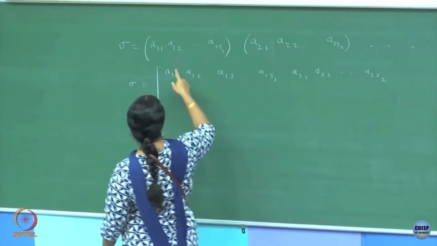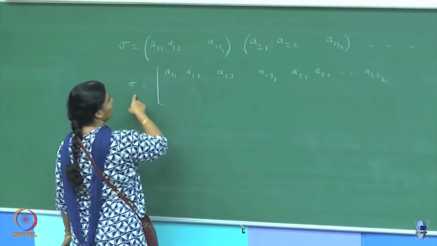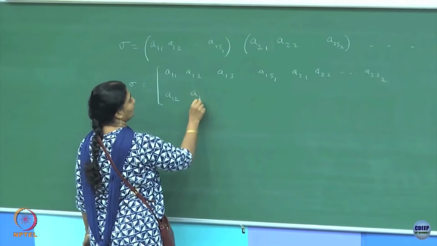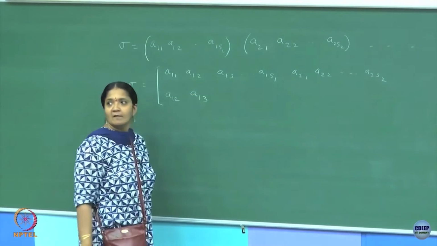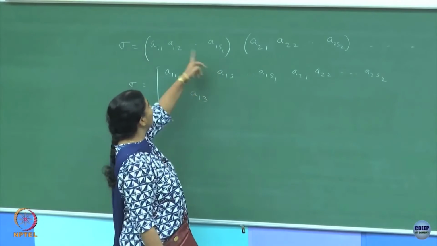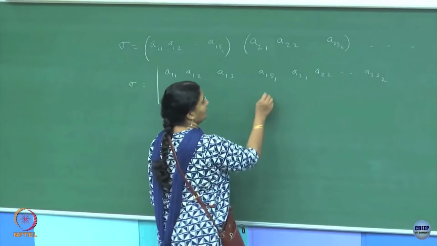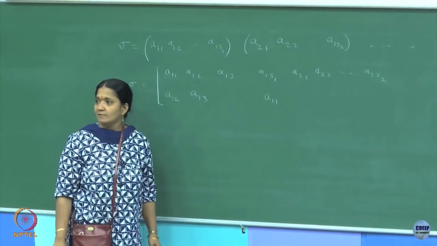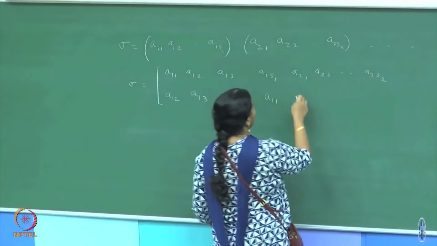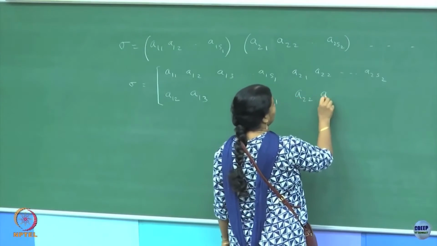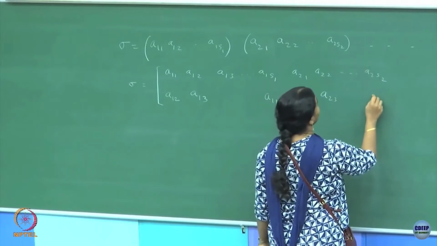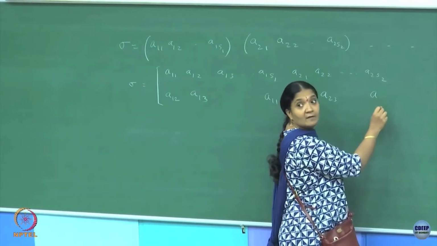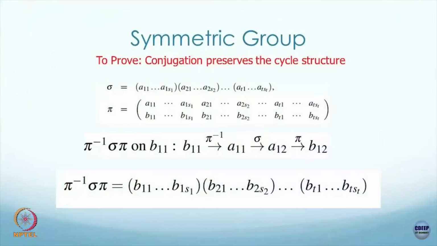The only thing you have to remember is that this cycle structure means this group element A11 will go to A12, A12 will go to A13, and then A1S1 will go back to A11, clear? Similarly, A21 will go to A22, A23, and this one will go back to A21, okay, and so on.